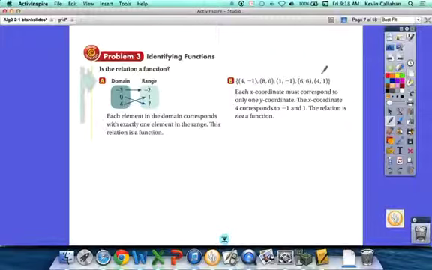So when you've got a finite set of points like that, I mean just a certain number of points, then you can just look by inspection, right? In a mapping diagram, look for more than one arrow coming from the same value of x. In a set of ordered pairs, look for repeated x values.